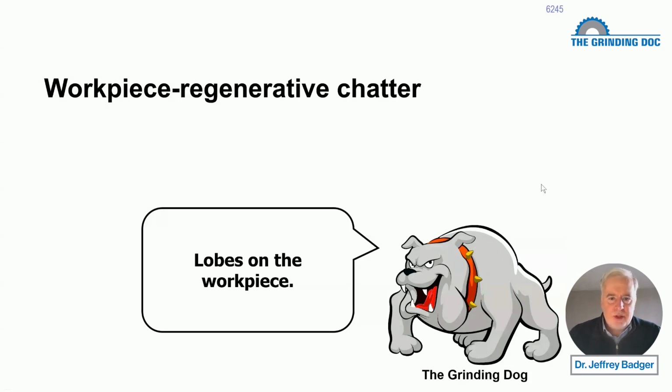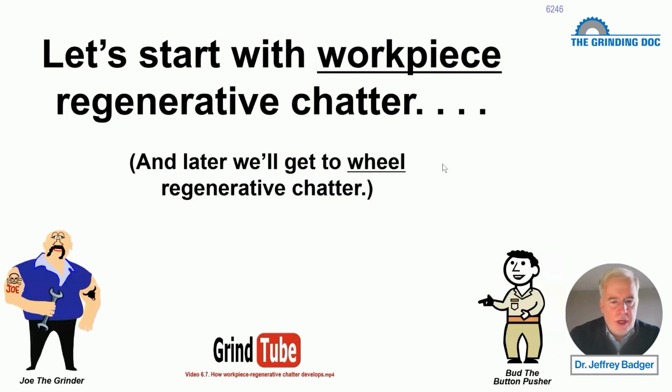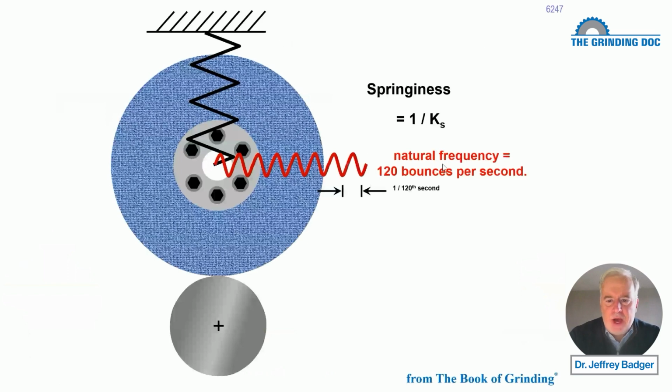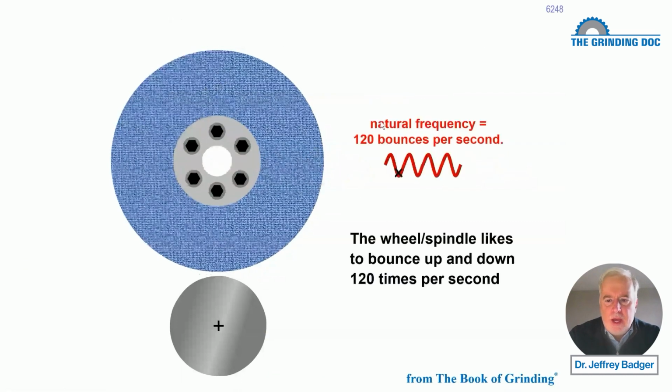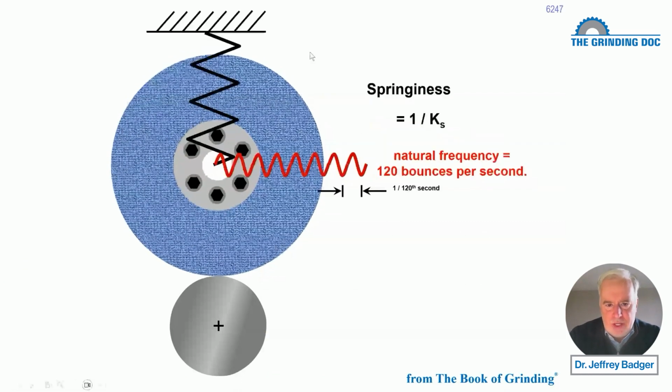So let's take a look at what the fundamental principle or the fundamental cause of chatter is. Let's look at the fundamental mechanisms, what's really going on in workpiece regenerative chatter. These are pages from the 4,000 page book of grinding. If you take my course, you'll get the book of grinding. And let's see what's actually going on when we get chatter.